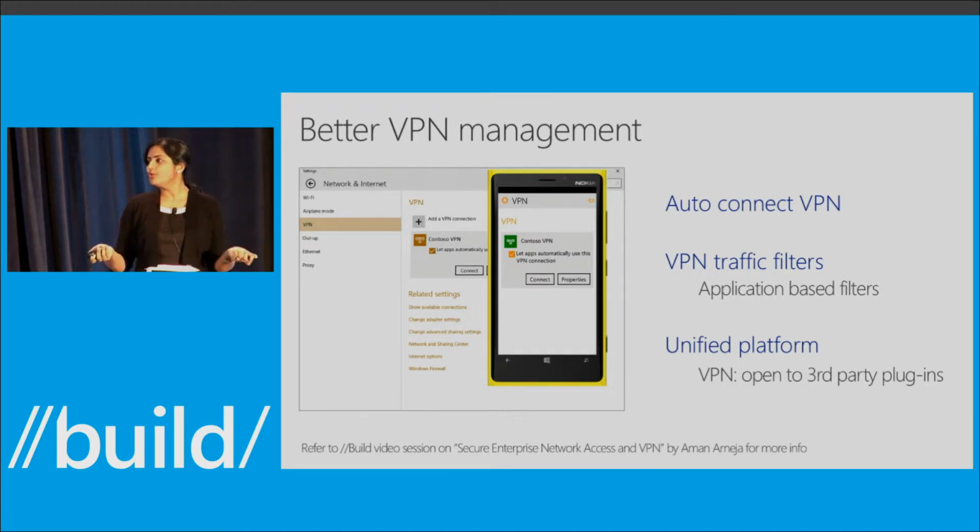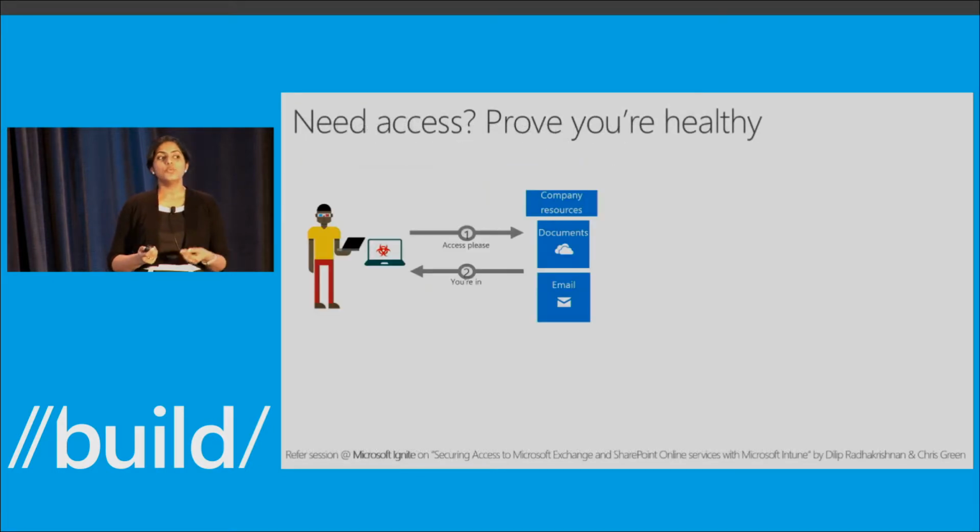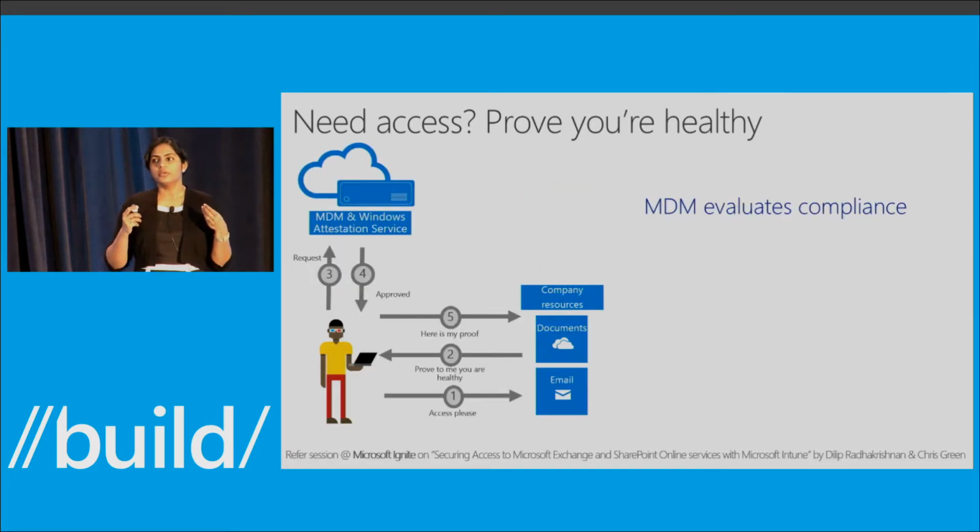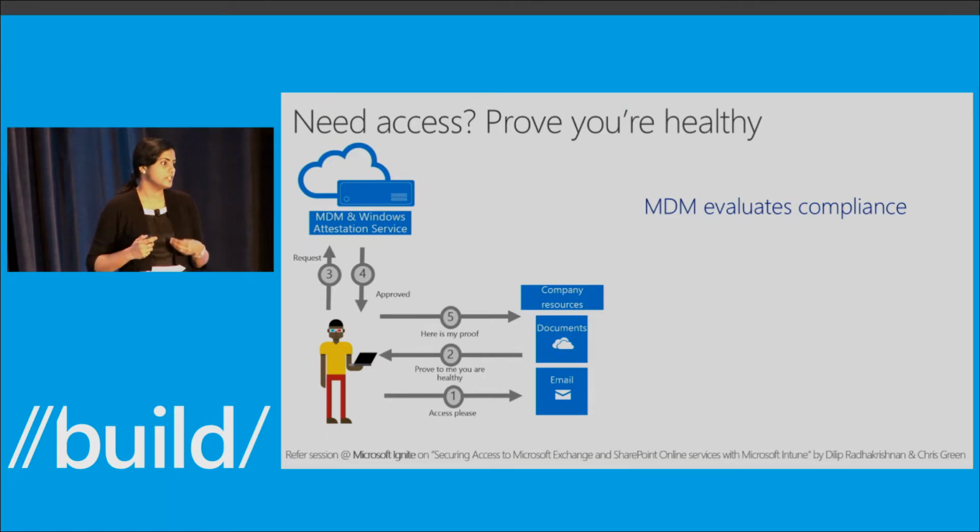So we saw how we were able to control my access to both VPN and corporate Wi-Fi based on if I was enrolled with MDM or not. But wouldn't it be great if you can control access to corporate resources based on the compliant state of my device, let's say if it was not jailbroken? So with Windows 10, going forward with conditional access, you will be able to control access to corporate resources based on the compliant state of the device.